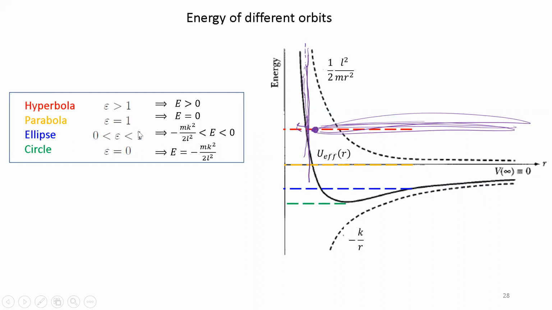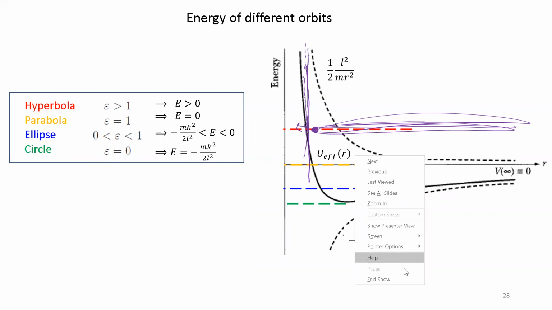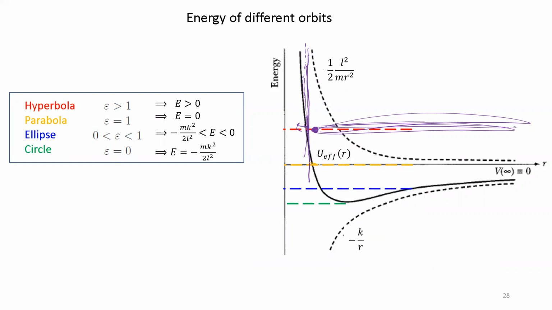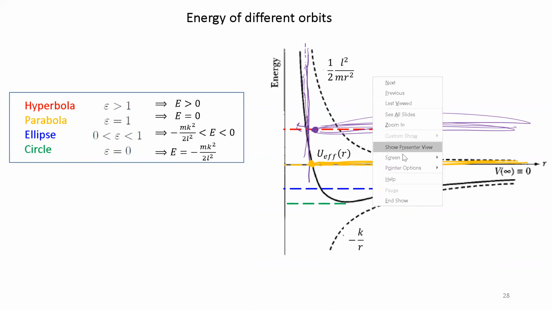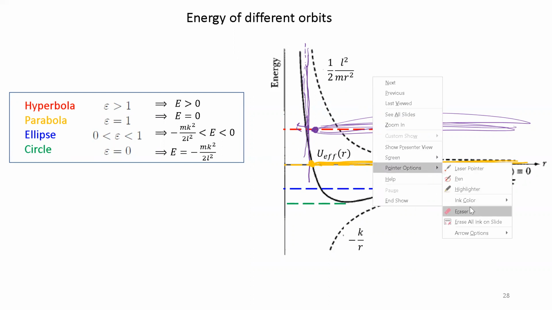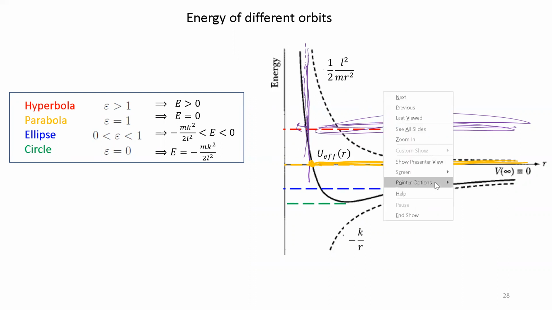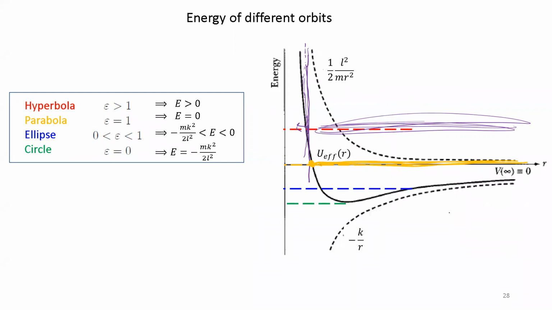Similarly, if I have this parabola, that is, my energy is at 0, then this time you are allowed to move anywhere. The minimum distance is over here. Let me correct the last one. The last one should be like here.